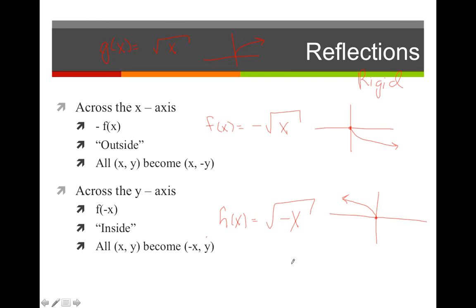So notice I use the words outside and inside quite often in this. If I change stuff on the outside, it affects the y values. And if I do stuff to the inside, it affects the x values. So make sure you understand what that means.